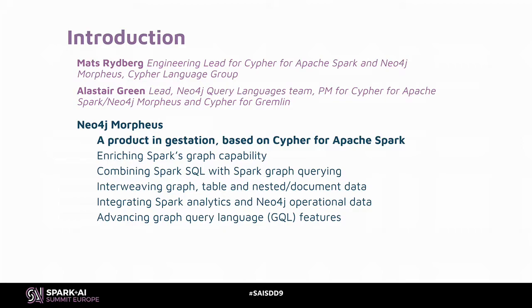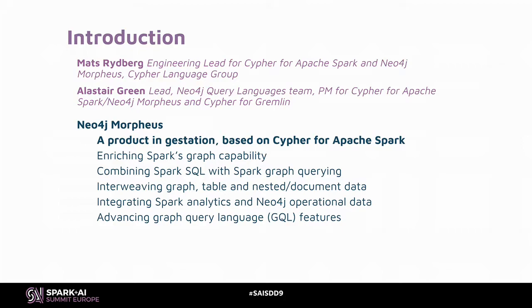yesterday. And the idea is that we want to enrich the graph capability of Spark and combine SparkSQL with Spark graph querying, and also add features that will let us interweave existing data types like tabular data or document data, JSON and so forth, with graphs, and go back and forth between the familiar SparkSQL environment and the emerging Spark graph querying environment. And that also opens the way to integrating analytical activities on graphs alongside the existing transactional operational database capabilities of Neo4j, which some of you may be familiar with.